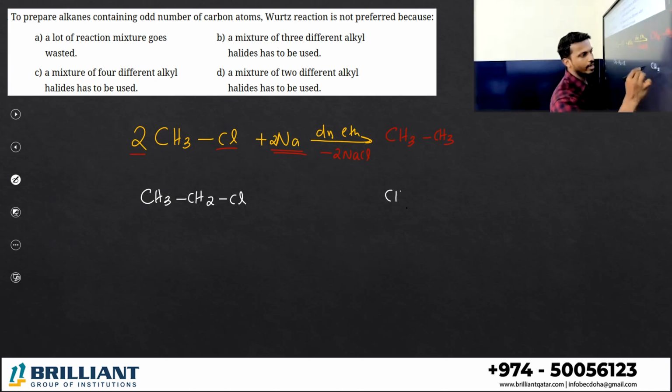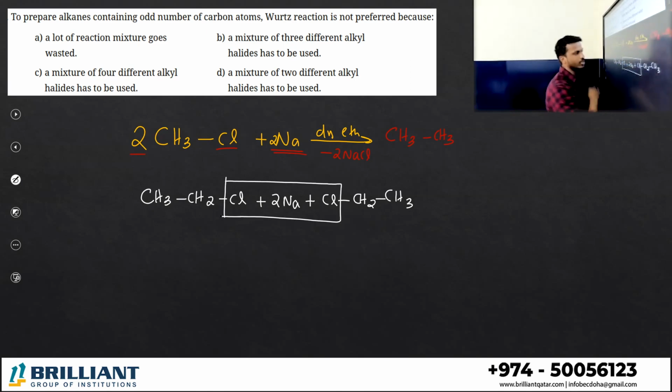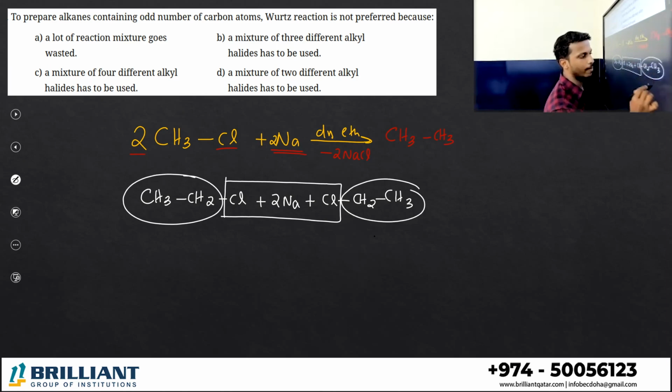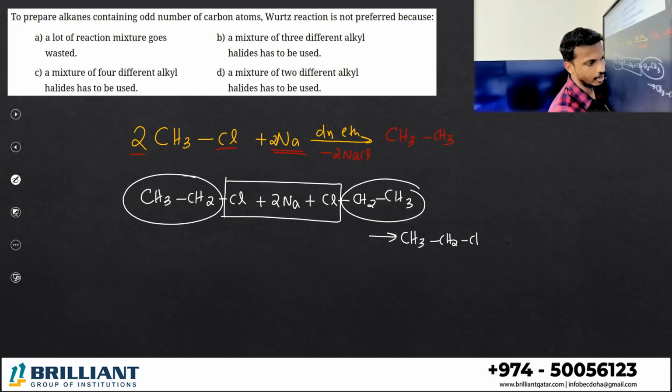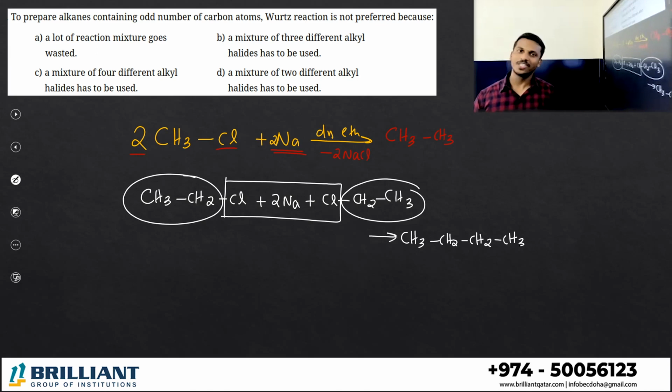Let me take another haloalkane, for example ethyl chloride, CH3CH2Cl, and one more ethyl chloride. Let me treat them with two sodium atoms. The two sodium atoms remove the two chlorines, and the CH3CH2 groups combine together. We will get butane. How many carbons in the product butane? Four carbons. The Wurtz reaction can be used only to prepare an even number of carbons in the parent chain. An odd number we cannot make.